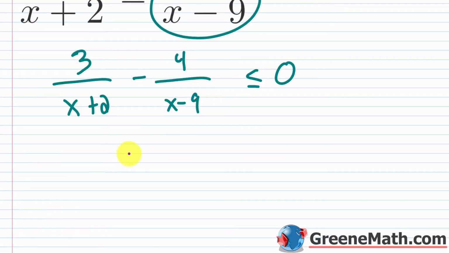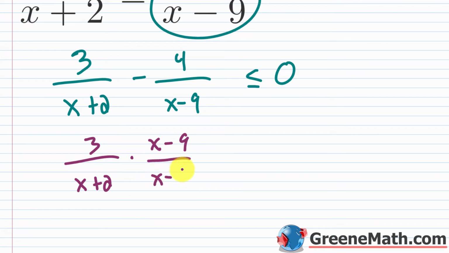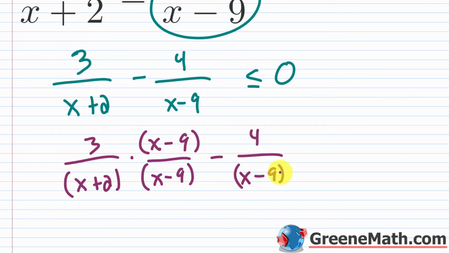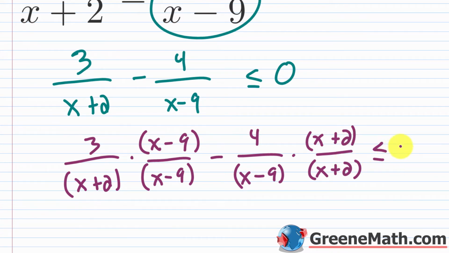Okay, so let's get a common denominator going. This denominator is x plus 2. This denominator is x minus 9, so there's nothing in common. So I'm just going to say this is 3 over x plus 2, and then times this x minus 9 over x minus 9. I'm just going to wrap everything for clarity like this, and then minus, you have this 4 over x minus 9. Let me just wrap that now, and then times, you're going to have this x plus 2 over this x plus 2. Let's wrap that and wrap that. This is less than or equal to 0.